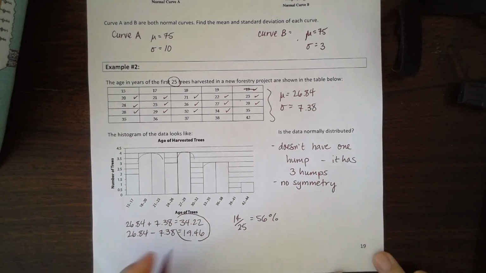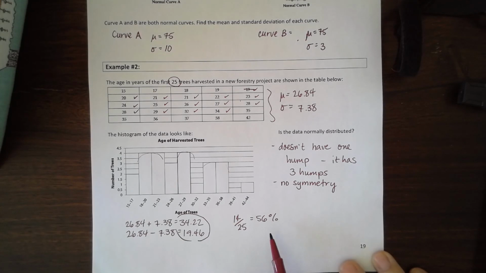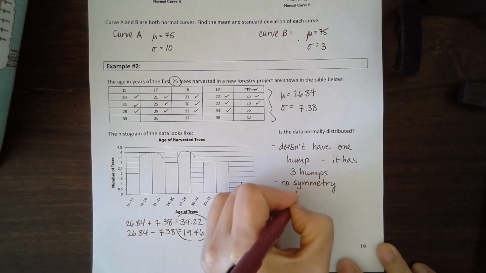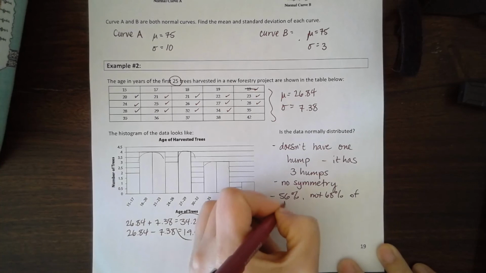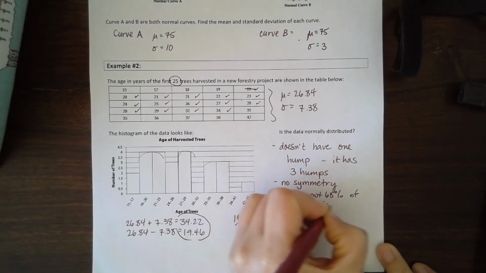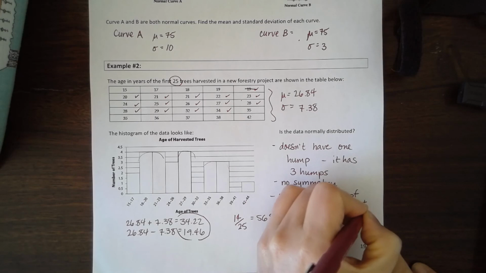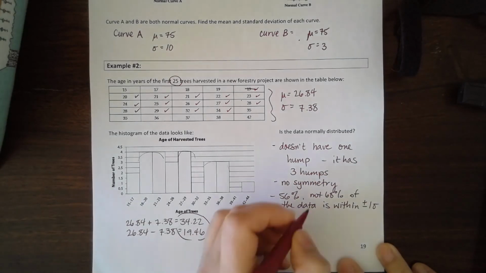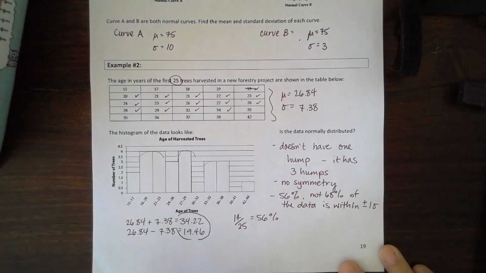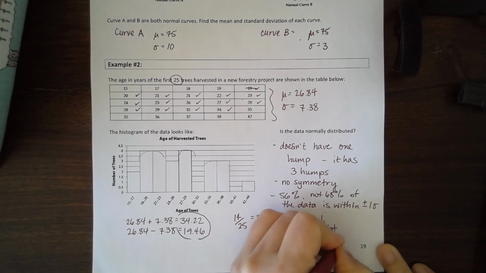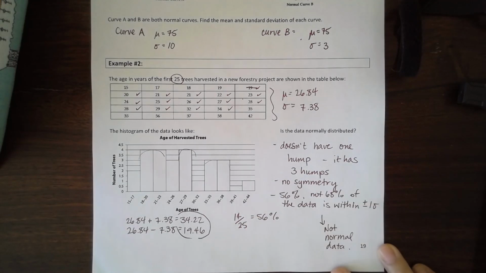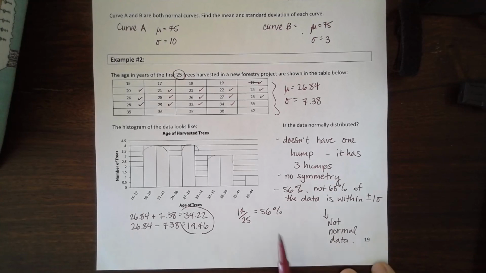Now remember, according to our normal distribution, 68% of the data needs to fall within 1 standard deviation, but only 56% here does. So 56%, not 68%, of the data is within plus or minus 1 standard deviation. Okay, so we have a good mathematical proof that this is not normal data. 56% is not close enough to 68%.